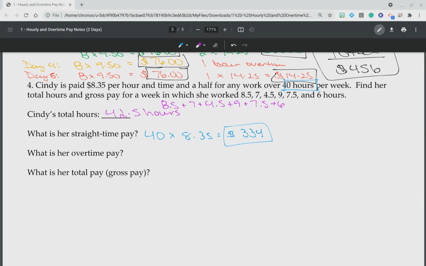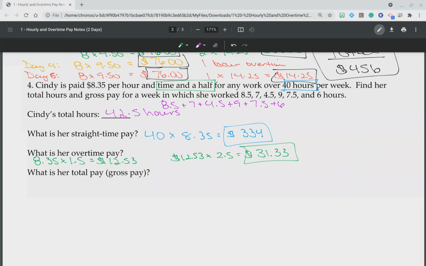Now, she did work over 40 hours, right? We said that she worked 42.5 hours. So she worked 2.5 hours overtime. And remember in the problem, it said for overtime, we get time and a half. So figure out your overtime rate and then multiply it by the number of hours that she worked overtime.